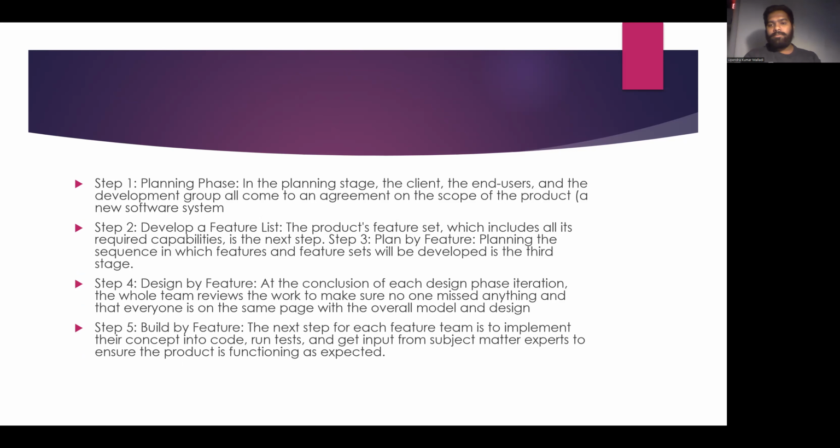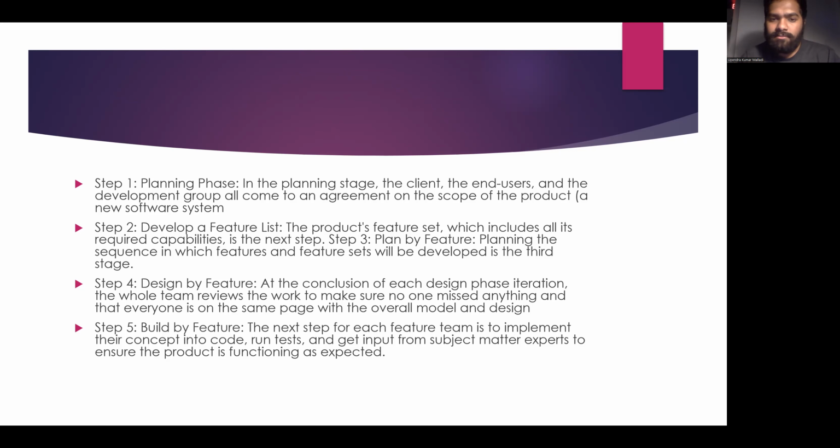I'm going to explain the steps one by one. The first step is the planning phase. In the planning stage, the client, the end users, and the development group all come to an agreement on the scope of the new software system. If you take one product, it has to be useful for all of them. We have to make a plan, and all the members have to agree with it so that the planning goes well. That is the first step, the planning phase, and now we go to the second step.